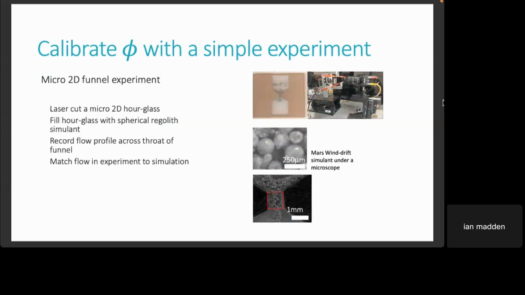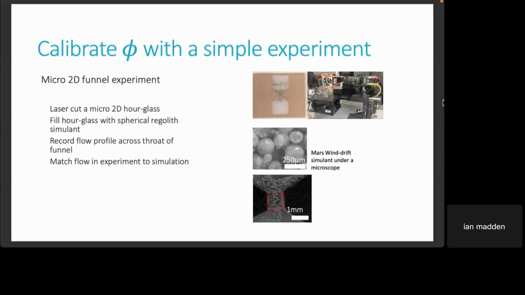So to calibrate the phi within this model, we do this essentially like tiny version of that ISS experiment. So we have an hourglass. It's laser cut from acrylic. We fill it with this simulant called Mars Wind Drift that we have here at GRC. It's essentially a low cohesion material that they use to replicate the Lunar rover environment when it tends to sink into sand dunes. And the nice thing is that it's perfect spheres. So it's much like what is in my model.